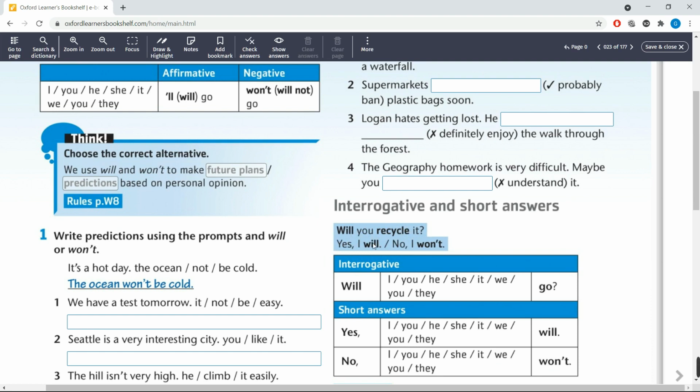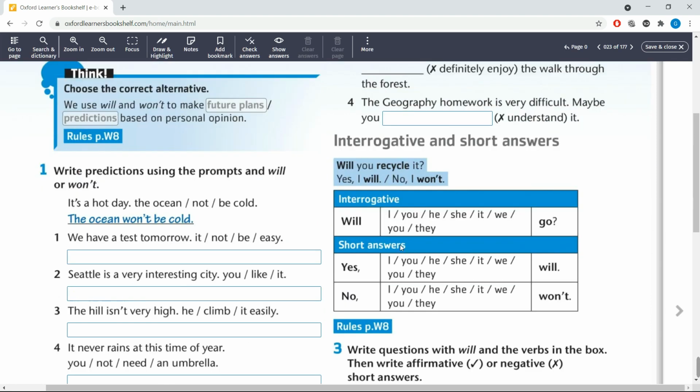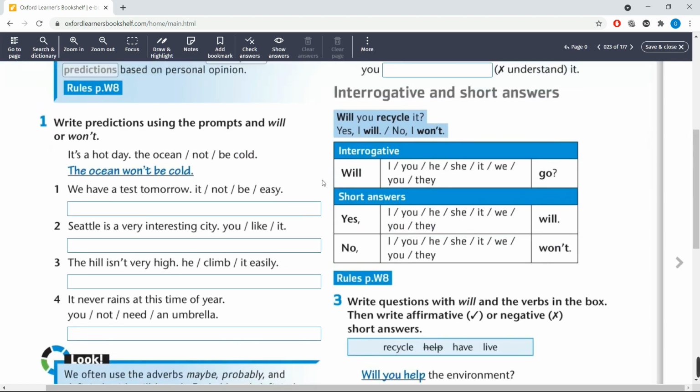Or will you go to the cinema? Will you go to the movies? Will you go to the park? Will she go to the park? Etc. And as you can see here, will, subjects, and then the main verb.